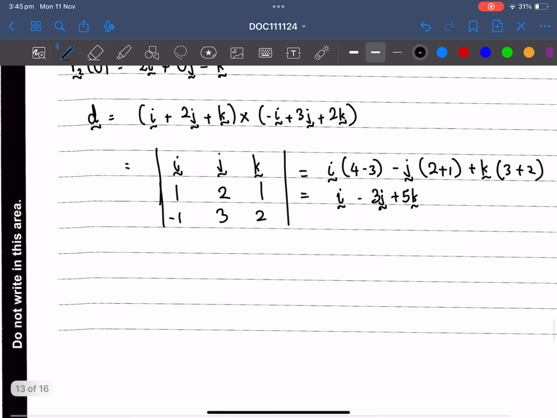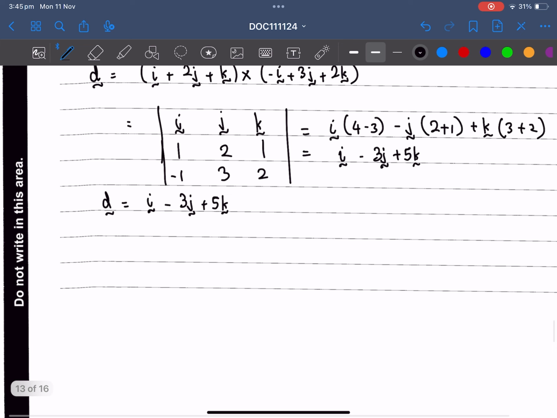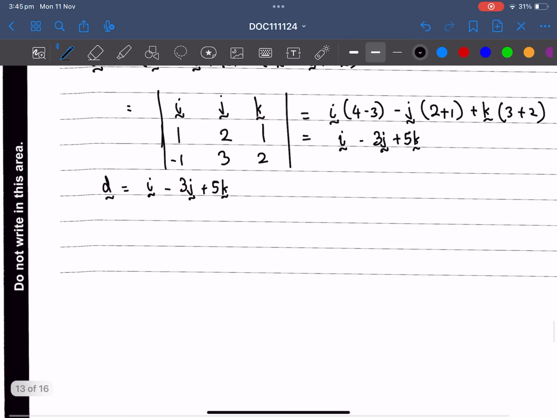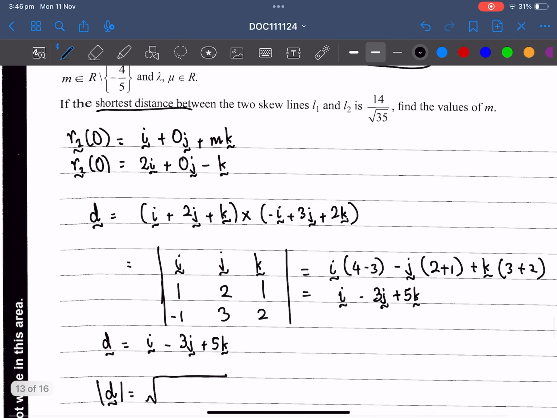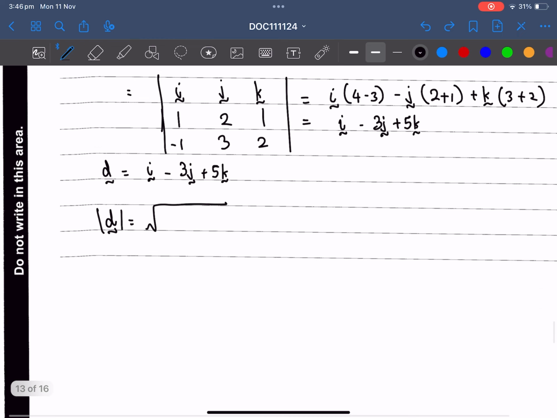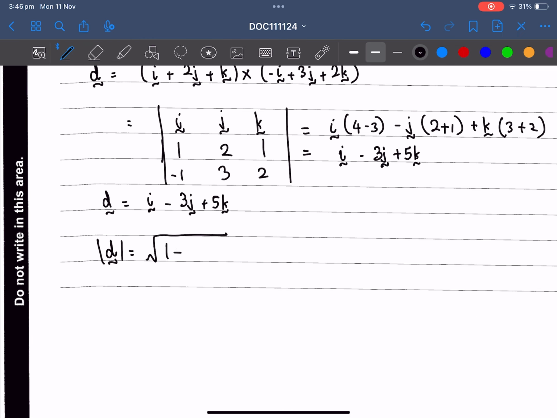Okay, so our d, the perpendicular distance between the two lines, is going to be defined by the vector this. So in that case, what we'll do is we'll take the magnitude of this vector and then just simply scale it by using these two. We'll subtract them and then we'll use that information. So that would be 1 plus 9 plus 25, so that will be square root of 35.